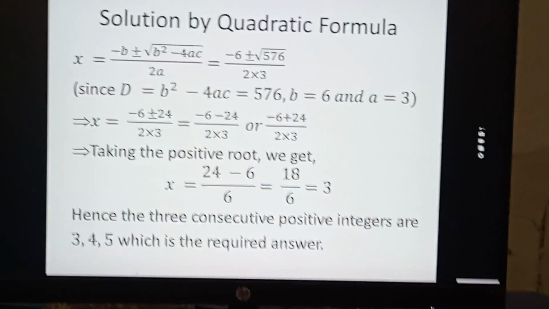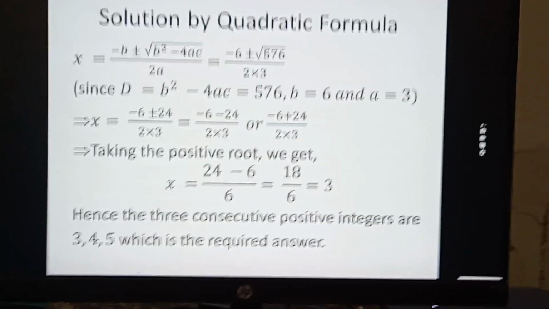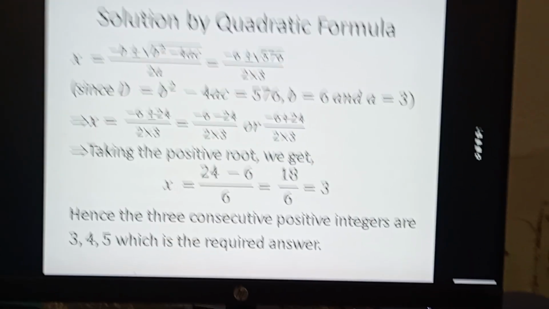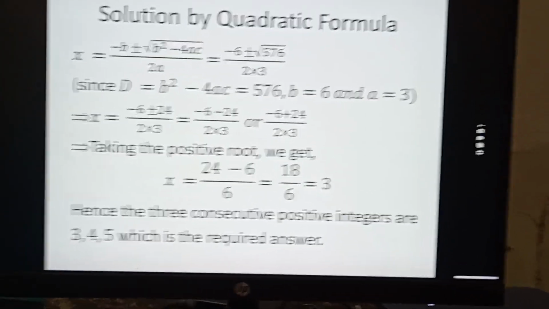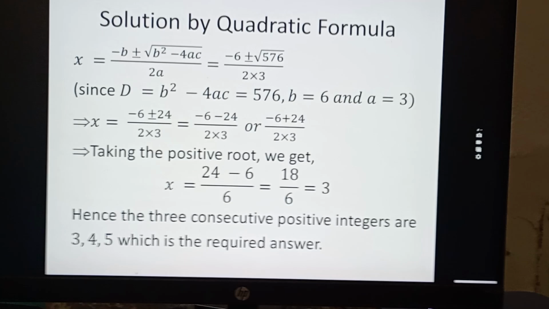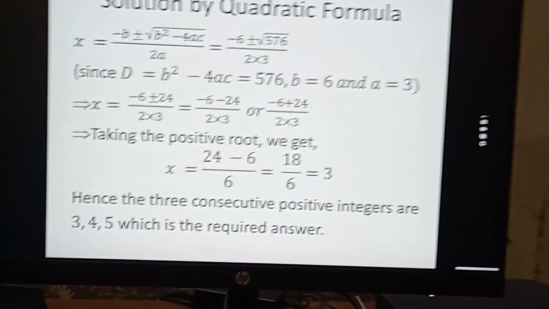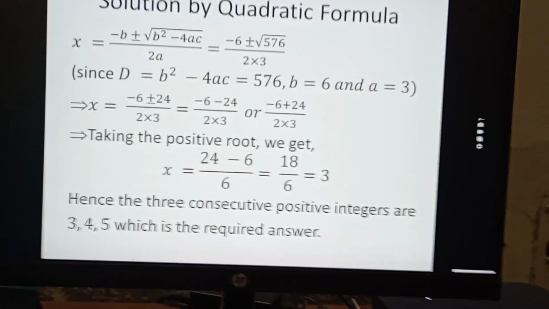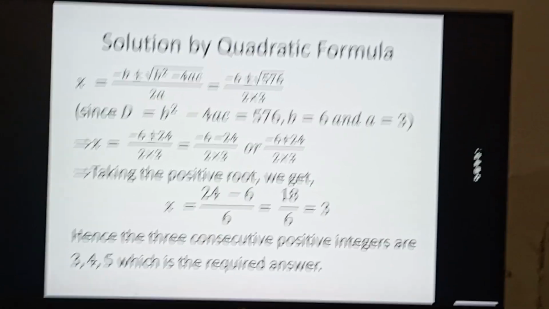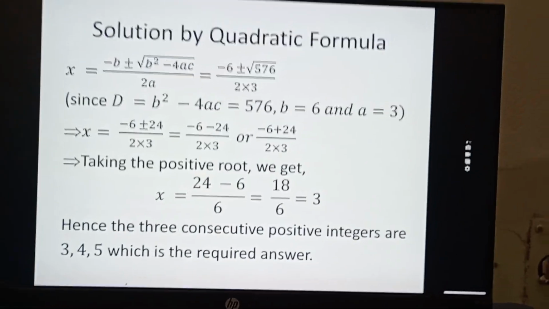Here take the positive root, we take x is equal to minus 6 plus 24, or 24 minus 6 by 6, which is equal to 18 by 6, that is equal to 3. Again we get the same answer. X is equal to 3. 3, 4, 5 are the consecutive positive integers, which is the required answer.